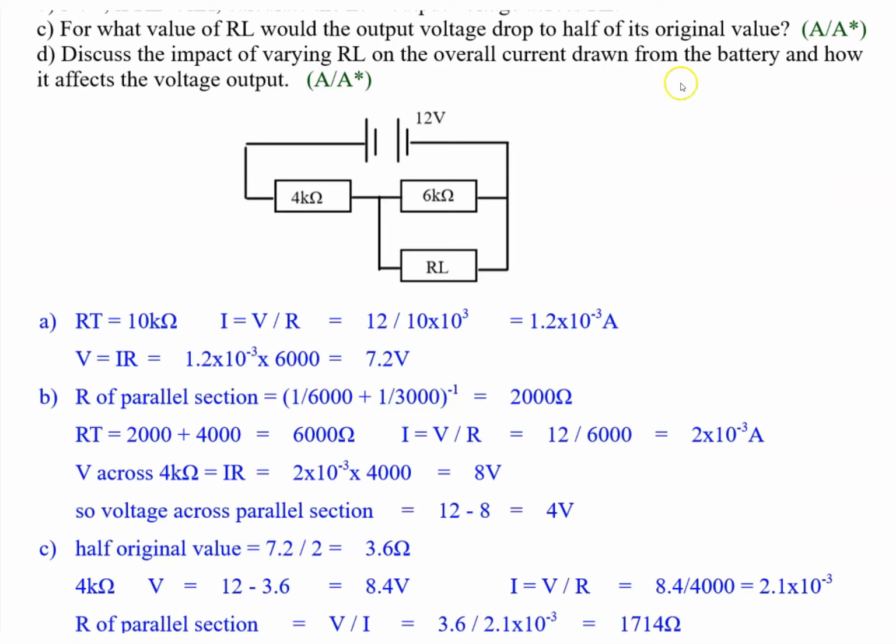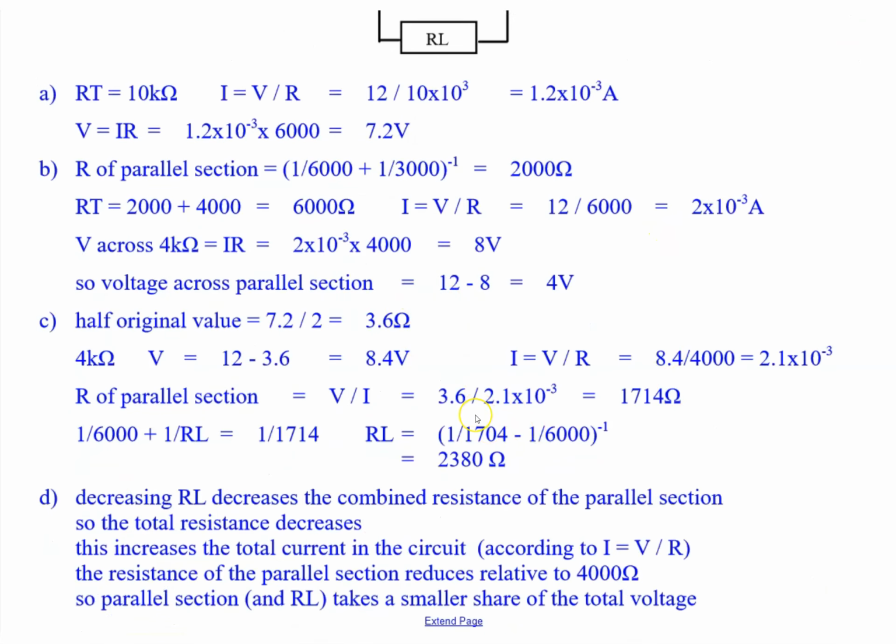Right, so part D, discuss the impact of varying RL on the overall current drawn from the battery and how this affects the voltage output. So similarly to the last part of question 1, we just need to put into words what we've found. And I think this is just clarifying or demonstrating that we've understood what we've done. So rather than just sticking numbers into a formula and getting an answer, we've actually thought it through and we can understand the overall picture.